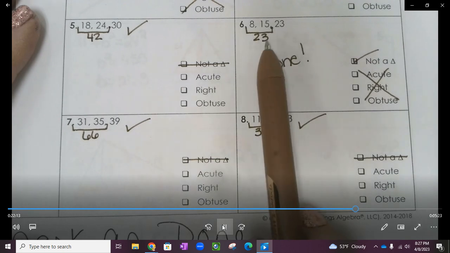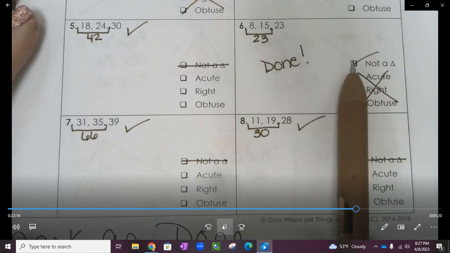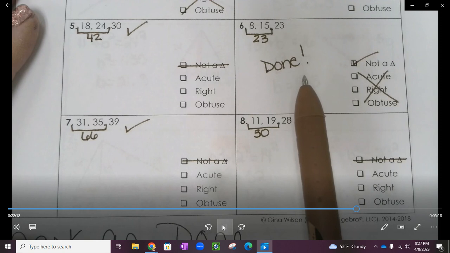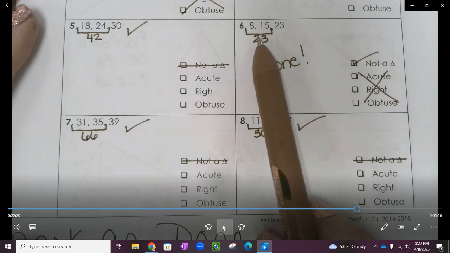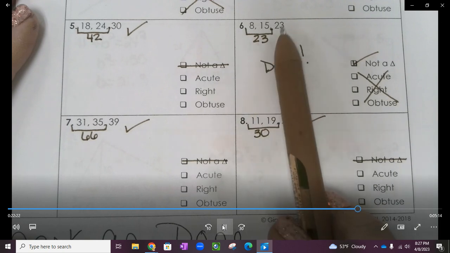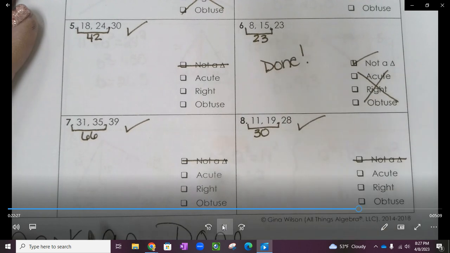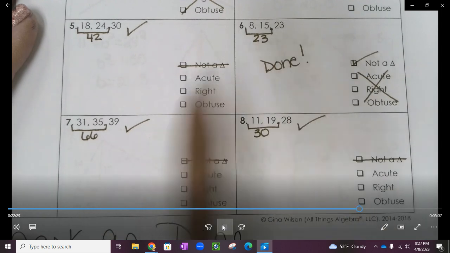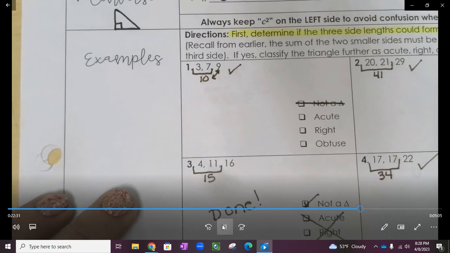Did you have a question about this one? So wondering if it's not a triangle or if it is. Remember the rule says this number has to be greater than this number. Is 23 bigger than 23? Nope. So these three are yeses, that's a no. Let me show you how to organize your work for this.